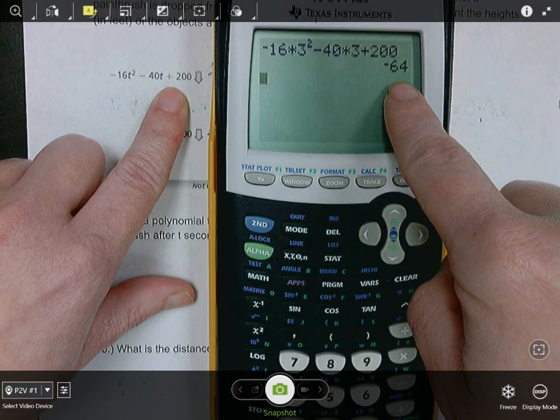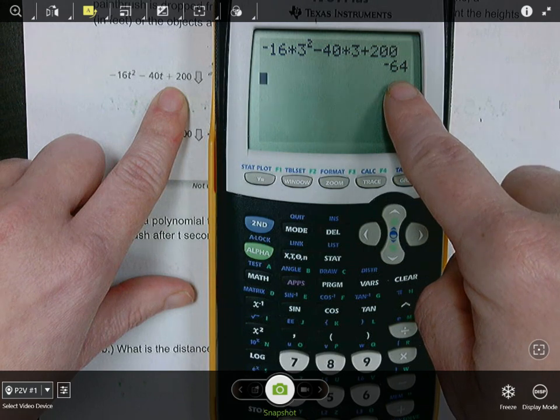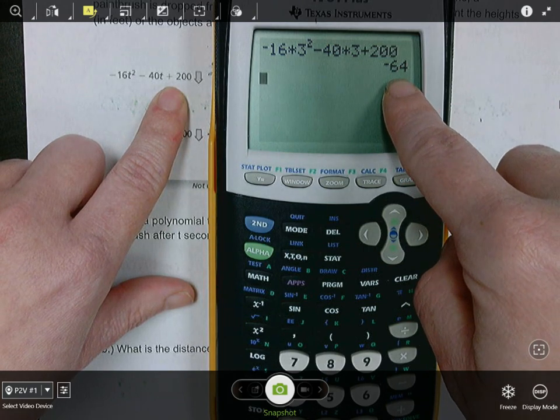Negative 64. So it's saying it will be at negative 64 feet after 3 seconds. So that means it's already hit the ground. I did not get that.